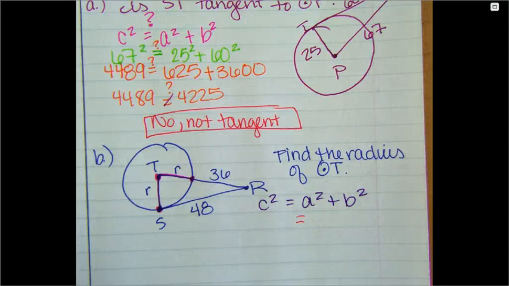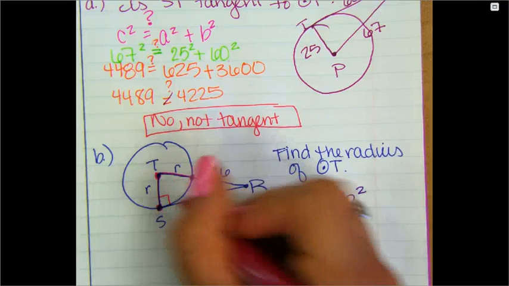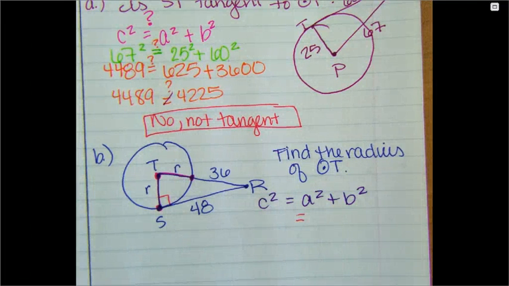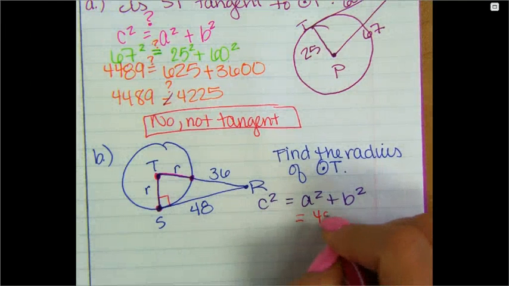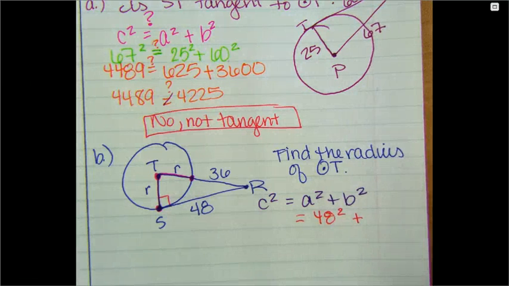Find where the right angle is supposed to be. Where is the right angle supposed to be? At S. Supposed to be close to the what? To the outside. It's on the point of tangency, which is S. I'm telling you this is a right angle so I can write it in. Okay? So there's my S. There's my right angle. So where's the A? 48 is one of them. Plus R squared. You good?